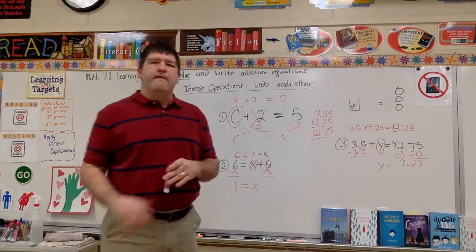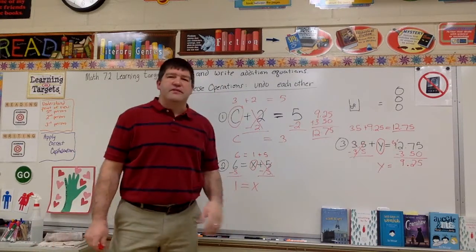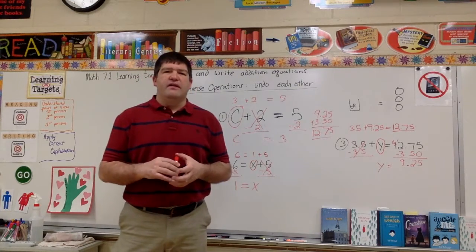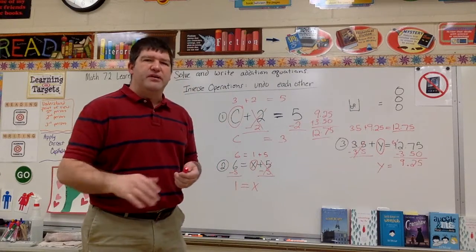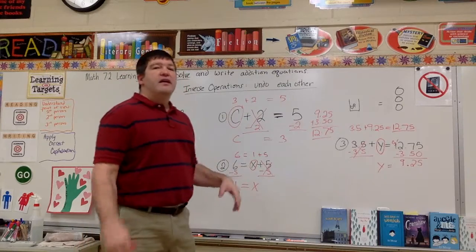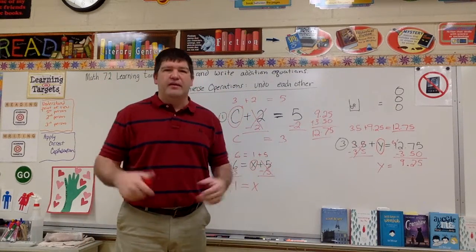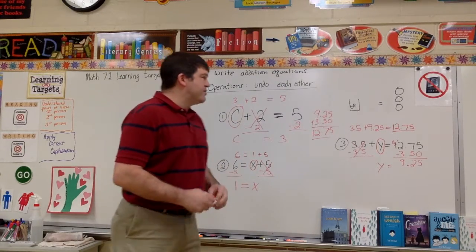Okay? So, to solve addition equations, you want to get the variable all by itself, and then do the opposite, undo the operation. So, you have plus something, you got to subtract it. And then you subtract it on both sides. You keep it even, equal, an equation. And then you always check it to make sure.